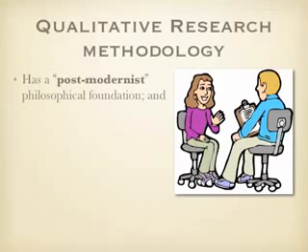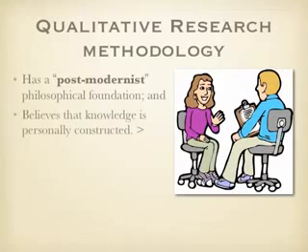The qualitative research methodologist is more of a postmodernist philosophical foundation, and believes that ultimately knowledge is personally constructed. You construct a view of the world that is different than anybody else who constructs that view of the world, and through that view of the world you look at your world and surroundings. You have a lens, you have a bias that is inescapable, and because of that there is no such thing as an objective reality that can be understood by all people equally.